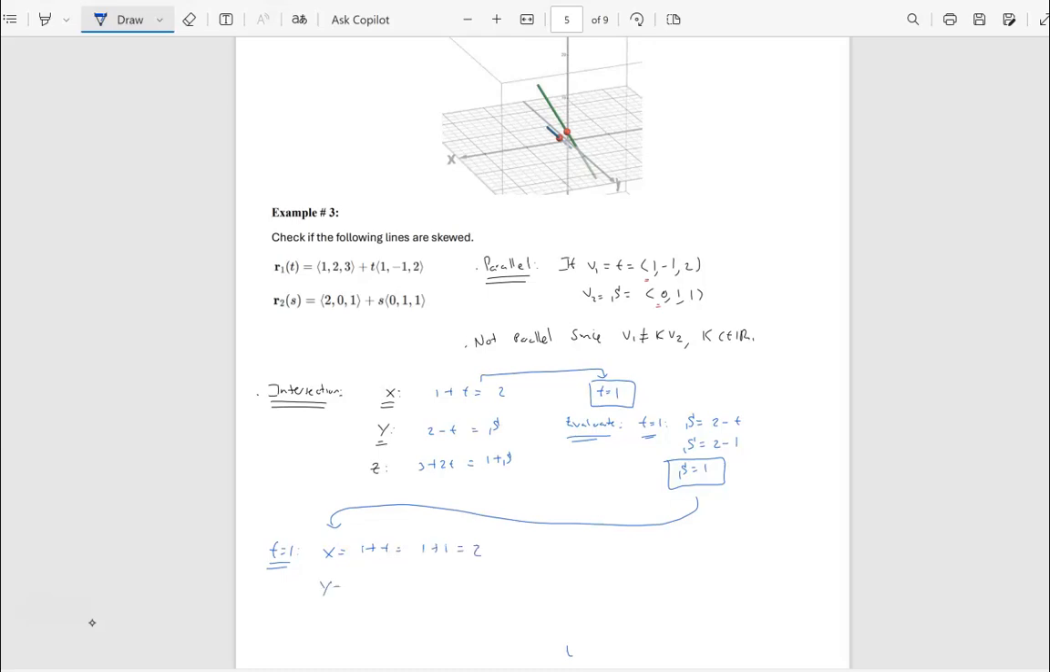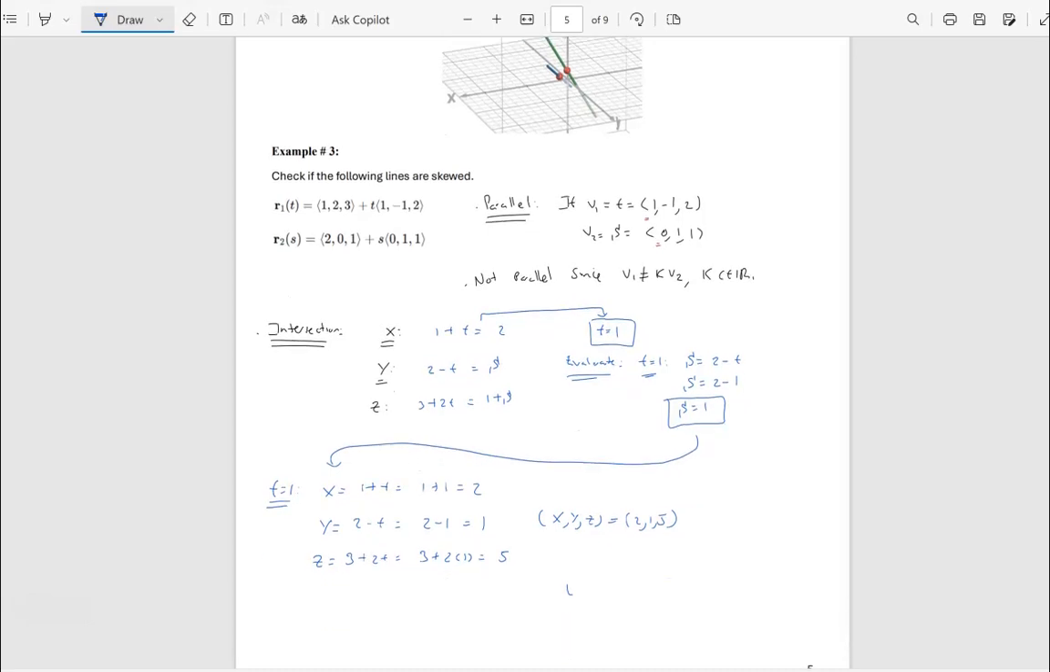Your y value is going to be 2 minus t, or 2 minus 1, which is 1. And then your z value is going to be 3 plus 2t, or 3 plus 2 times 1, which gives us 5. So in this case, you would have concluded that your coordinate point happens to be (2, 1, 5). Now here's the problem.